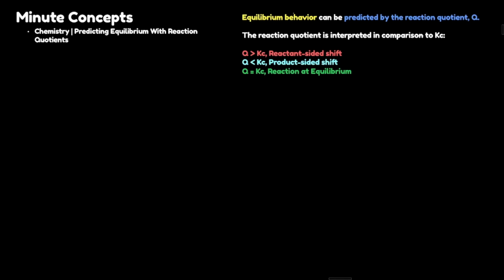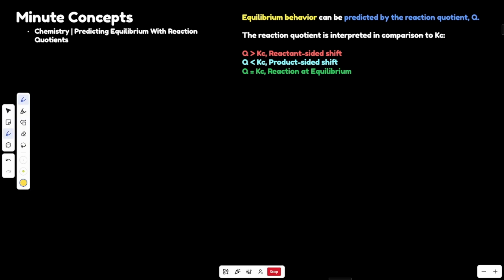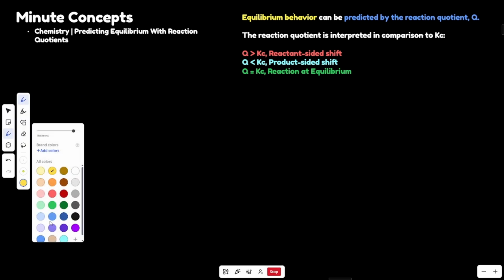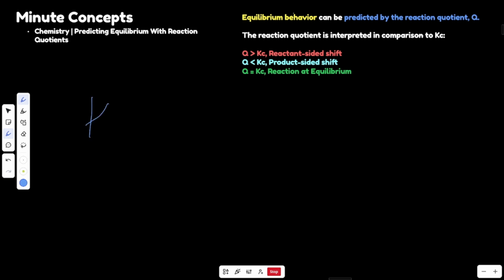Hello everyone and welcome back to another minute concept, this time about predicting equilibrium with our reaction quotients. So like we determined in the last video, we can understand how the equilibrium constant is related to the amount of product and reactant based on, well, the value of the equilibrium constant. So we have, for example, the Kc, which is actually what we'll be dealing with primarily in this video.